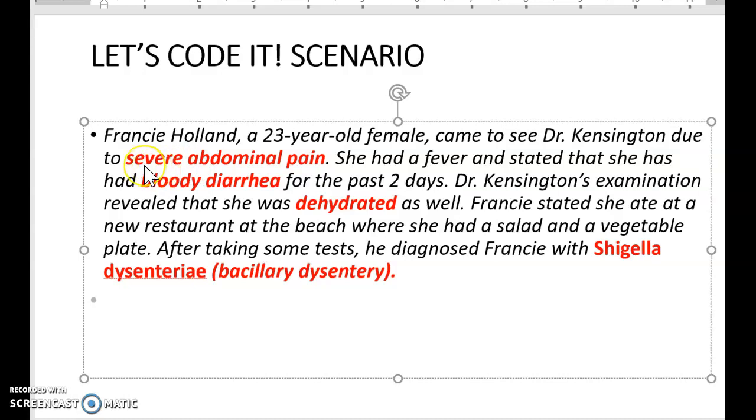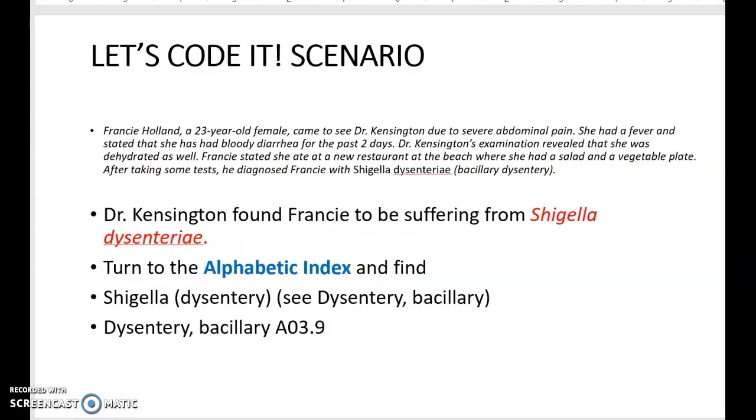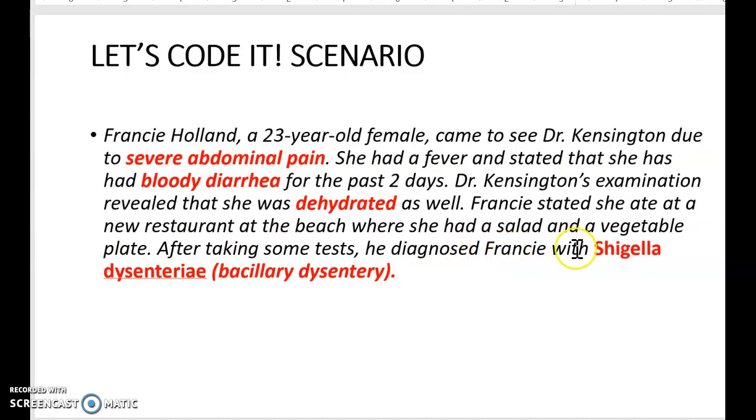So I highlighted severe abdominal pain, bloody diarrhea, and the doctor also revealed that she was dehydrated as well. Francie stated that she ate at a new restaurant at the beach where she had a salad and a veggie plate. After taking some tests, he diagnosed Francie with Shigella dysenteriae, bacillary dysentery. So since I know the diagnosis, right? The doctor already gave me a diagnosis.